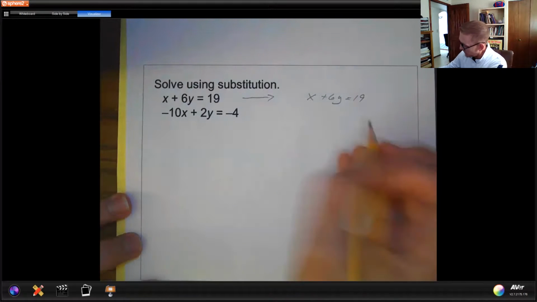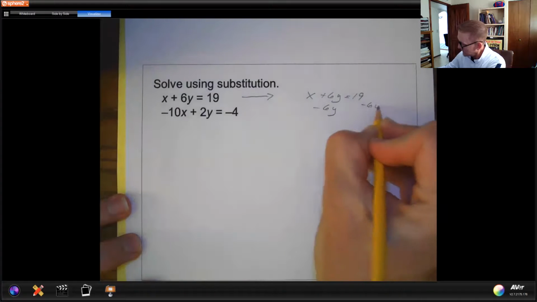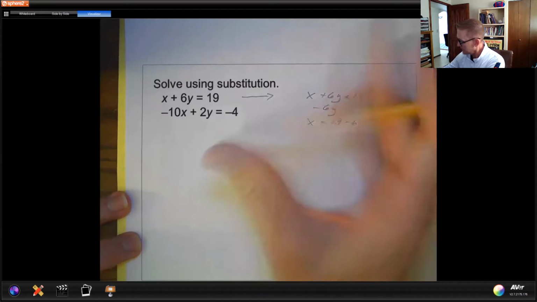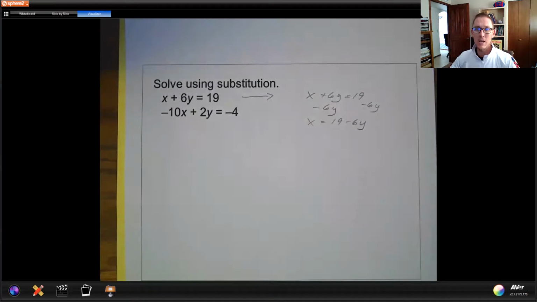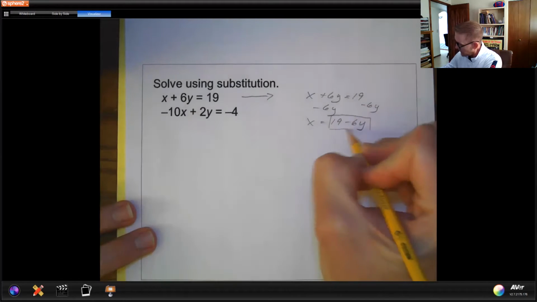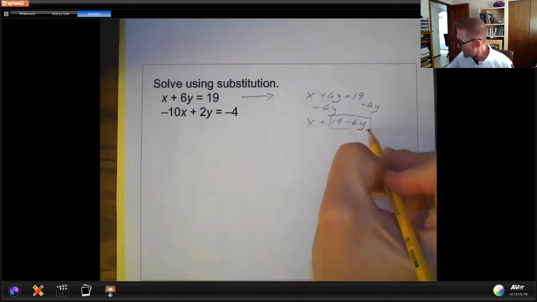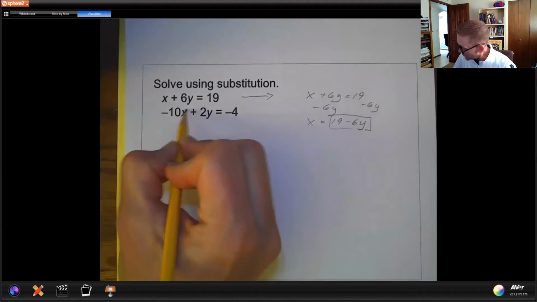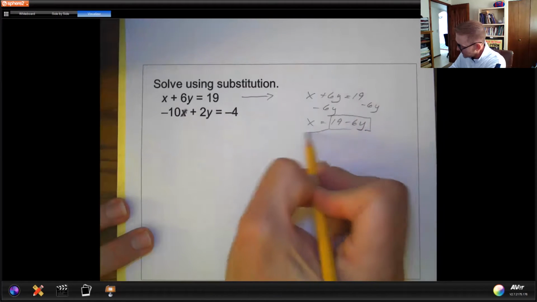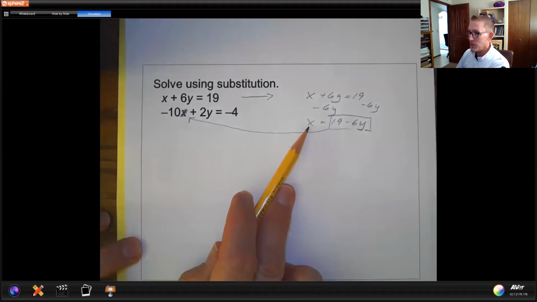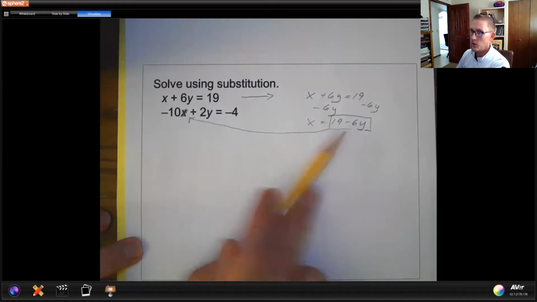And to get the x alone, let's subtract the 6y. So x equals 19 minus 6y. I have done step 1. I got one of the variables alone in one of the equations. I am now going to put a box around this expression. And I have to substitute that expression in for the letter x in the other equation. So this letter x right here is going to get replaced with that expression, because that's what x equals. X equals this expression. So I'm going to replace x with that.